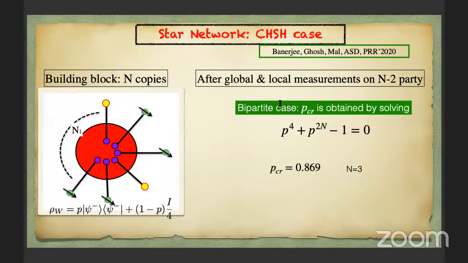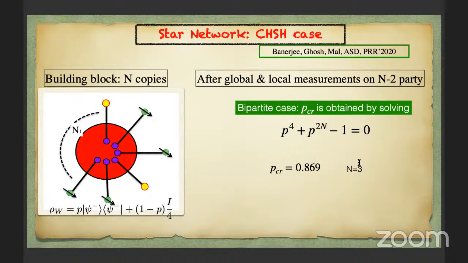For example, in the bipartite case, suppose you start with n Werner states, and you perform a global measurement, and also local measurements in n minus 2 nodes, who are situated in distant locations. These are optimal local measurements, so that for the final resulting two-party states we want to see the violation. And we find that this is possible to calculate if we solve this expression.